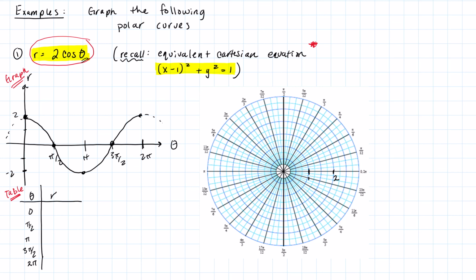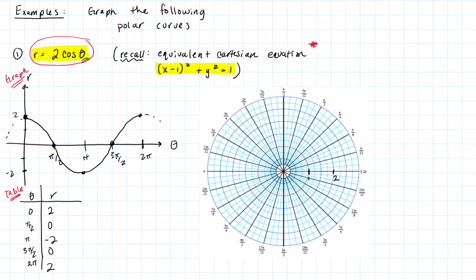So that's a quick way to also generate the table if you wanted to do it just by plotting points and generate the table. So at 0, we're at 2. At pi over 2, we're at 0. At pi, we're at -2. At 3 pi over 2, we're at 0. And at 2 pi, we're back at 2. So that does give us some ordered pairs to plot as well.